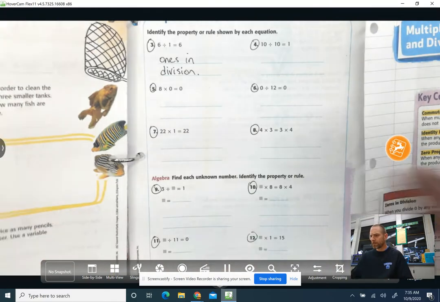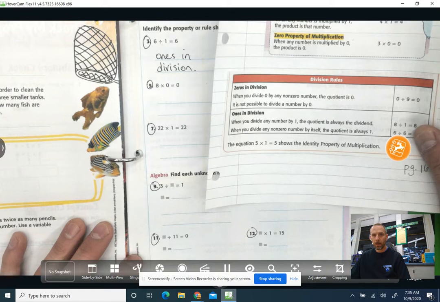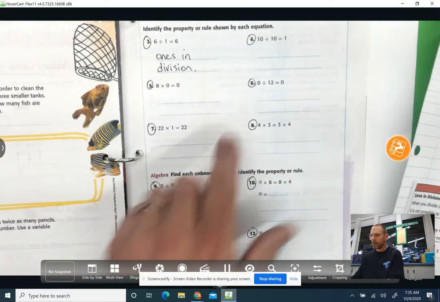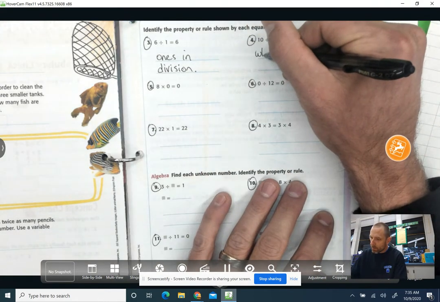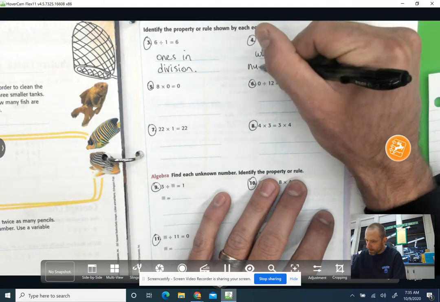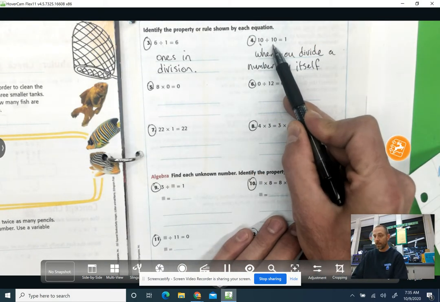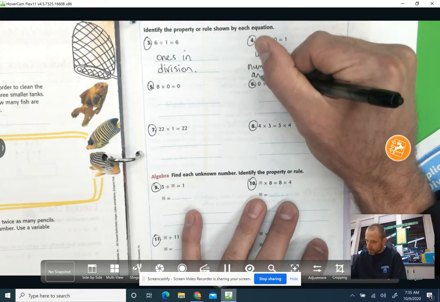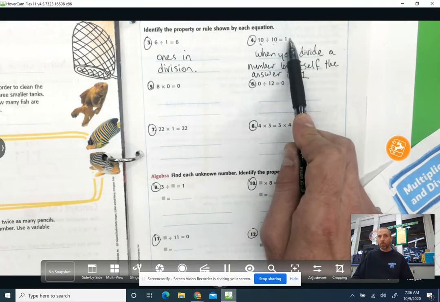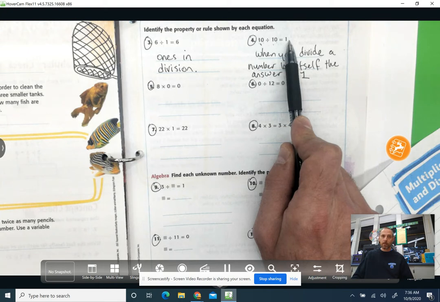Okay, so what can we do about that? Okay, looking at the information that we have on our notes page, do we have a problem that looks like that, right? We don't. Okay, so let's identify the rule. 10 divided by 10 equals 1. When you divide a number by itself, right? When you divide 10 by itself, the answer is 1. So that problem's asking you, what do you notice about that division problem? 10 divided by 10 equals 1. You notice that you have a dividend. Your divisor is the same as your dividend, and the quotient or answer is 1.